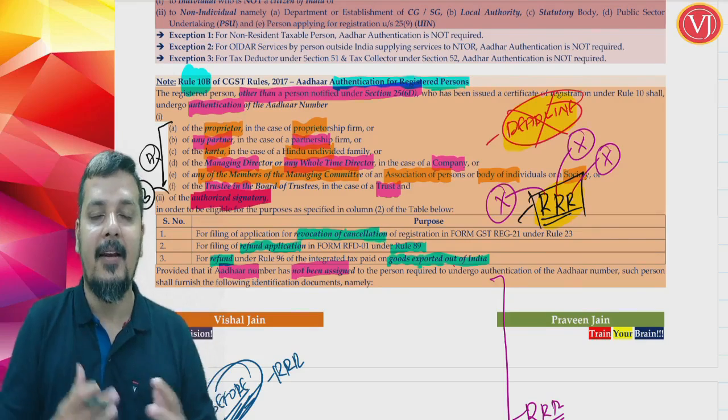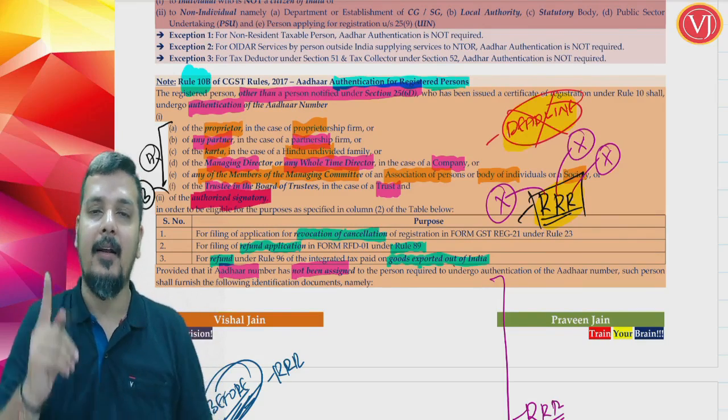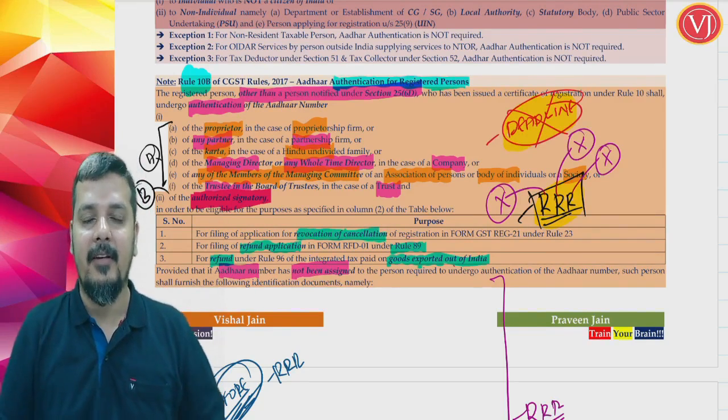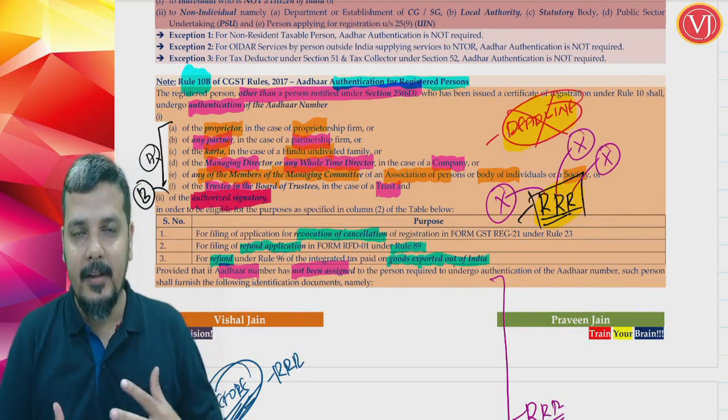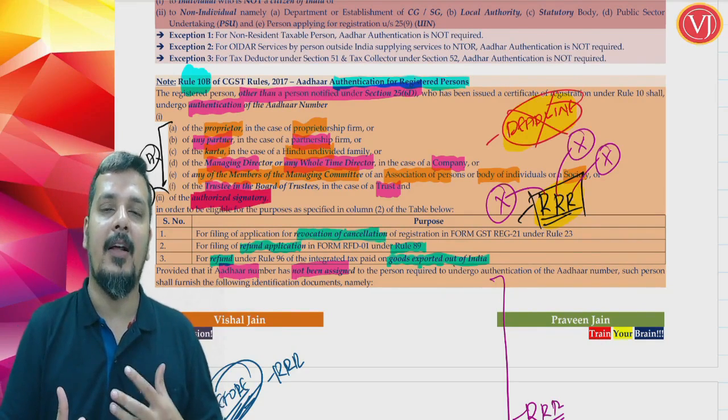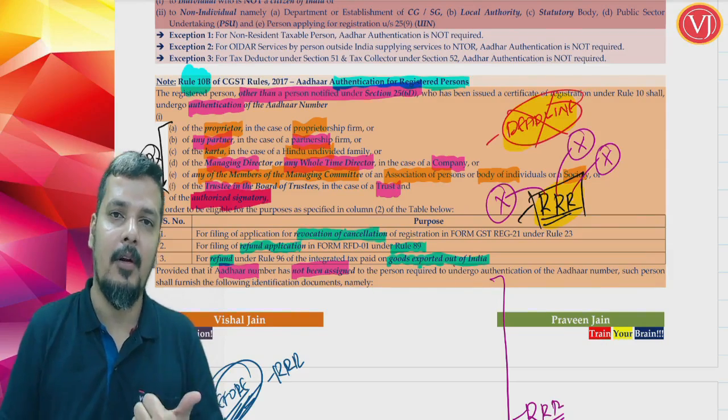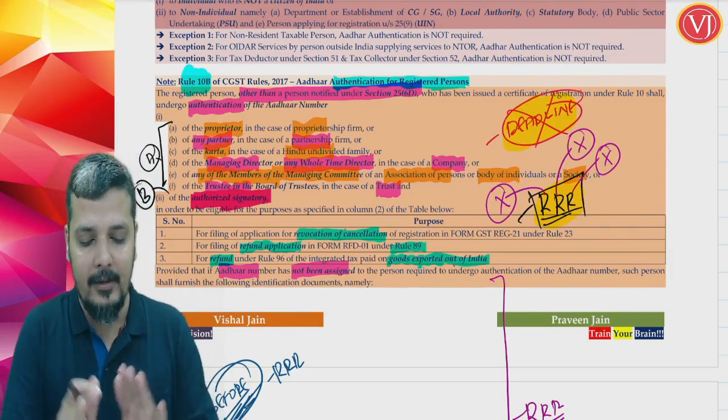But in RRR cases they are strict. If you want the benefit of RRR, link it, only then you will get it. But in certain cases, if you don't have Aadhaar, there is a way to help you get the benefit of RRR. Do something before RRR and do something after RRR. That is the entire understanding here.